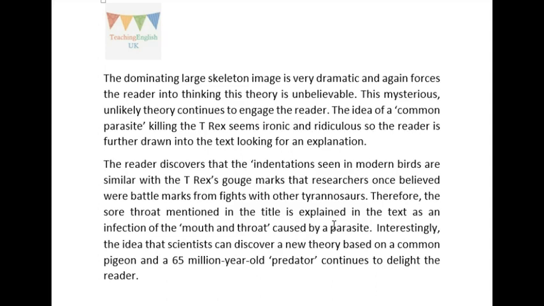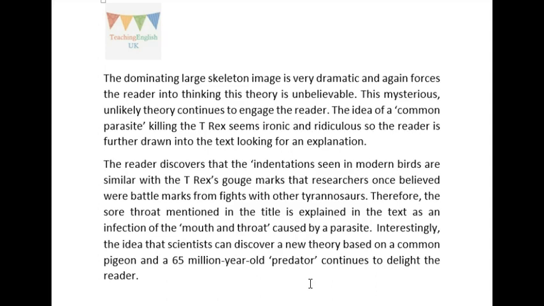So we've got the impact on the reader again. The idea of a common parasite killing the T-Rex seems ironic and ridiculous. So the reader is further drawn into the text looking for an explanation. And remember to embed your quotes from the text in speech marks. The reader discovers that the indentations seen in modern birds are similar with the T-Rex's gorge marks that researchers once believed were battle marks from fights with other tyrannosaurs.